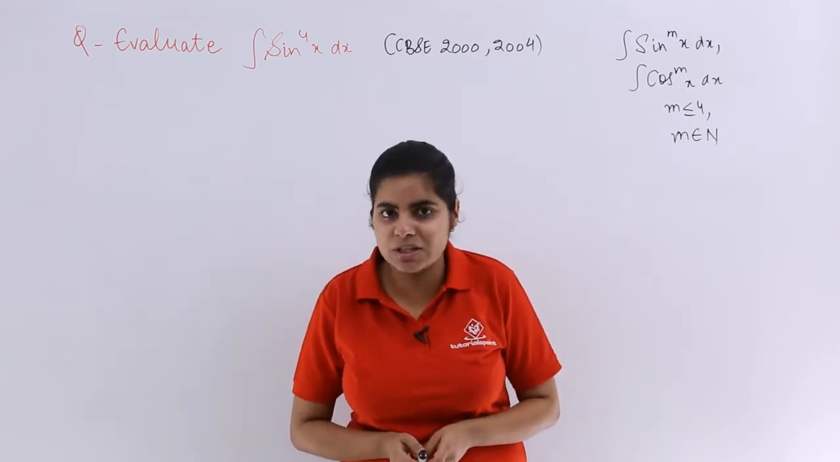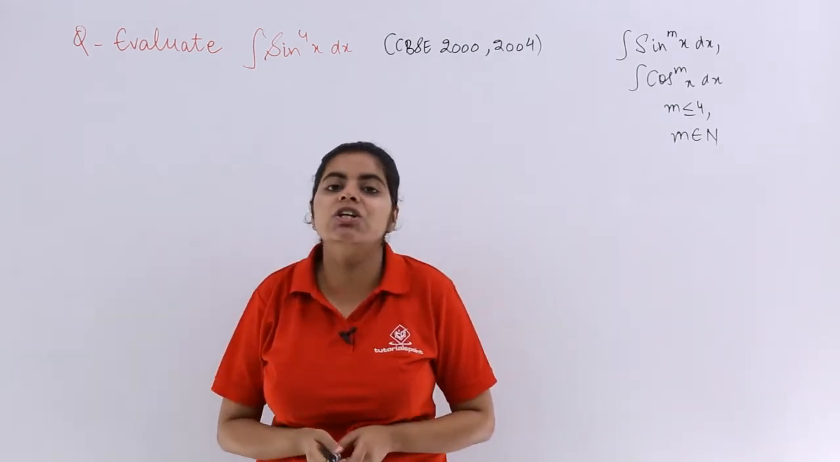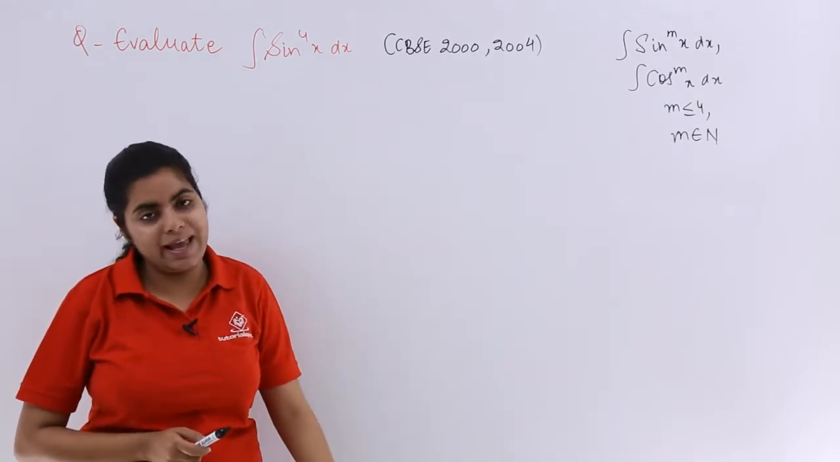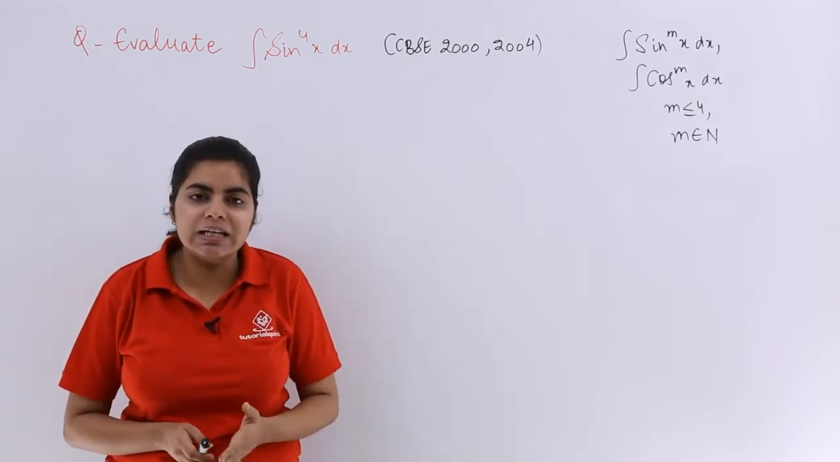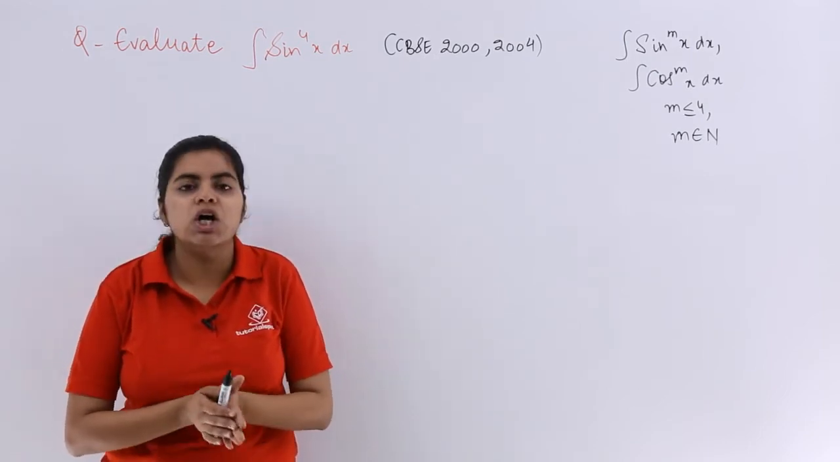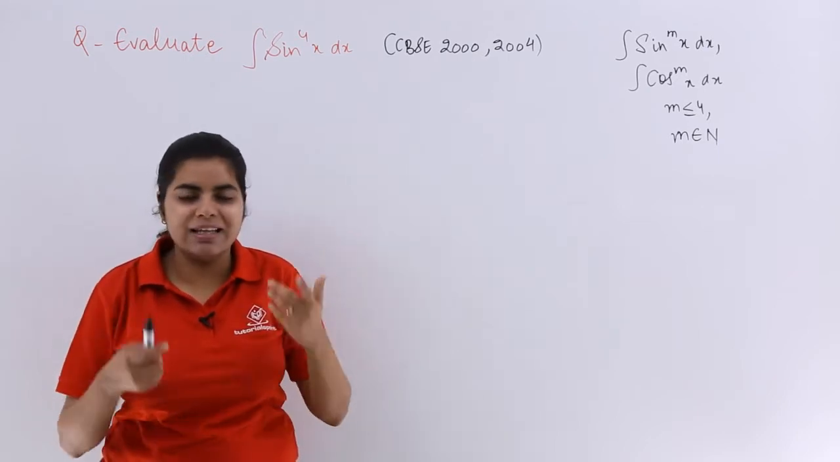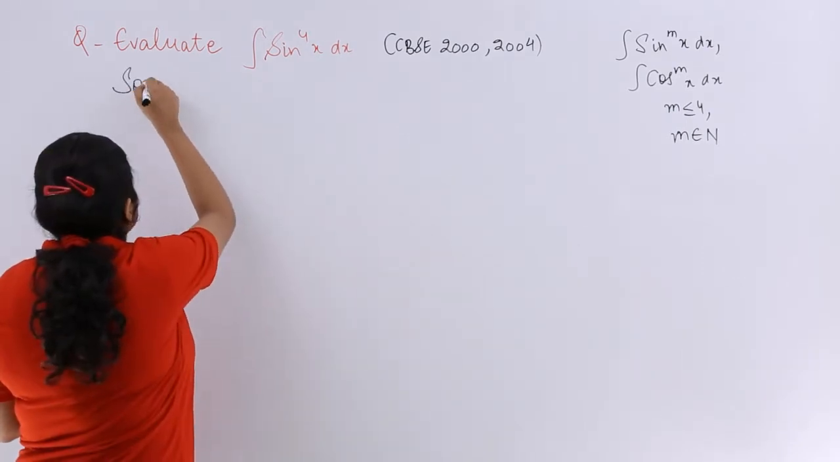We have one question in front of us which was asked in the CBSE previous year examination, year 2000 and 2004, sin raised to the power 4 x. So, in this type of questions, you have to basically use the formula of cos 2 theta or something of that sort. So, that is how we are going to do it. Let us write the solution and let us start.